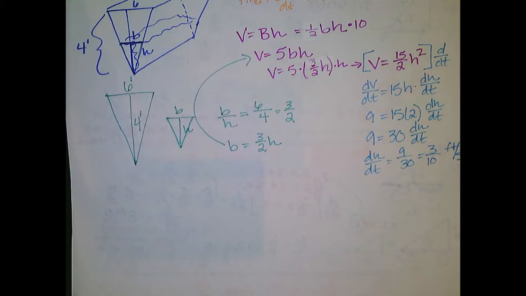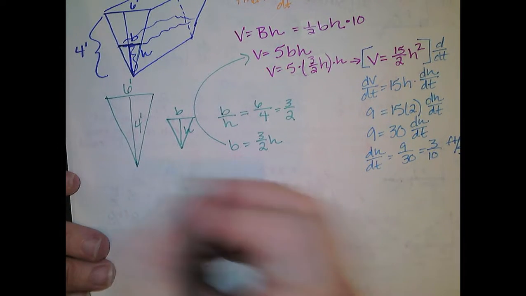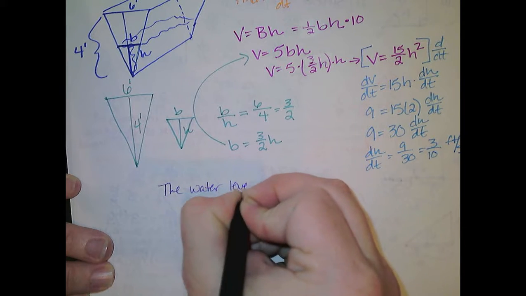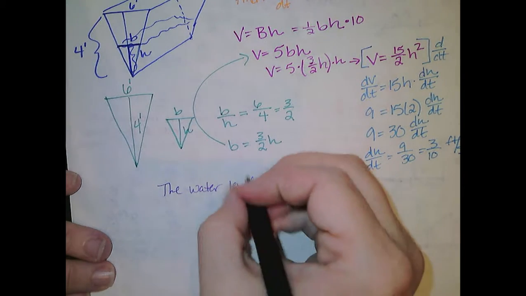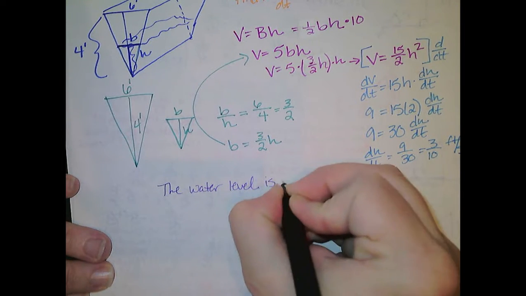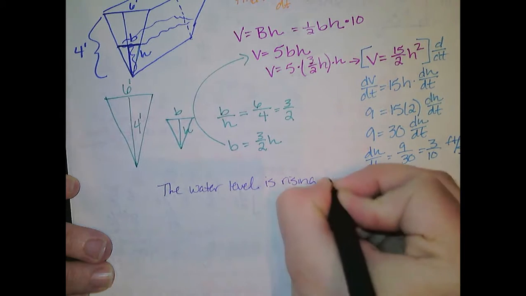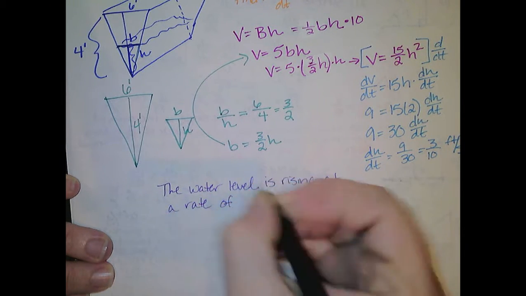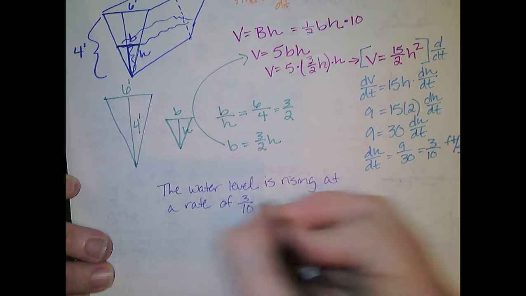So the water level, the height of the water, is rising at a rate of 0.3 of a foot per second.